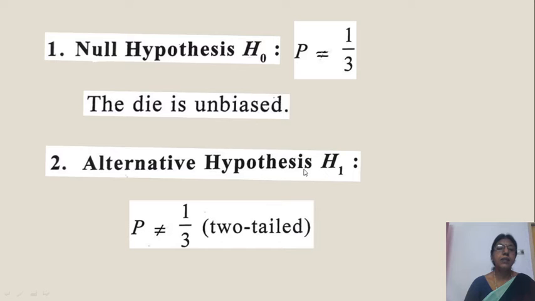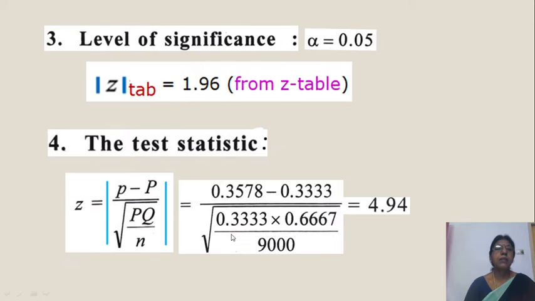H1, the alternate hypothesis, is quite the opposite of the null hypothesis. That is, the die is unbiased in the null, so in the sentence we take the die is biased, or in numbers P is not equal to 1 by 3.